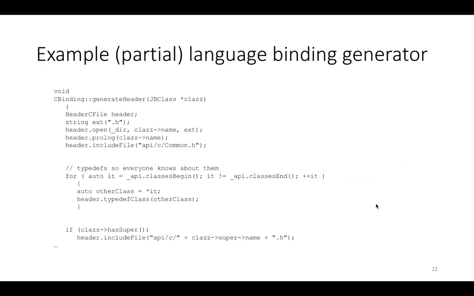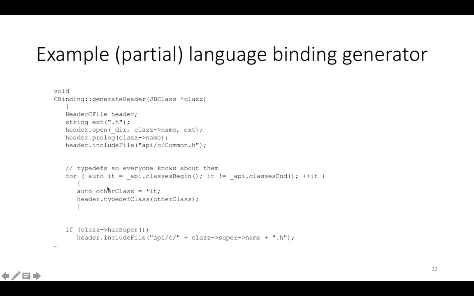Just as an example of what one of these language bindings looks like, this is part of the C binding that I've got so far. It's creating a header file, opening it up. The prologue issues a copyright header and so forth. You can ask for an include file. Because it's a data format that has all the classes, you can ask the API to iterate through the classes using a fairly familiar looking mechanism.